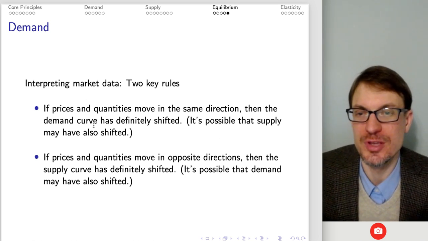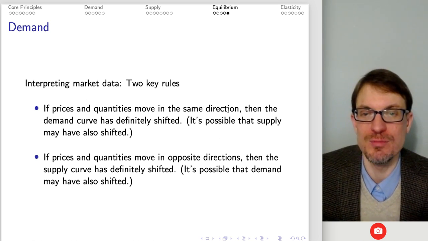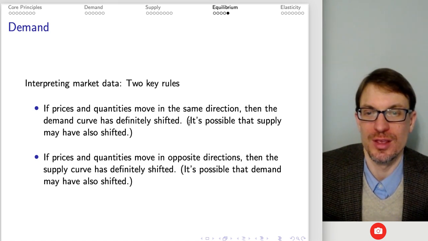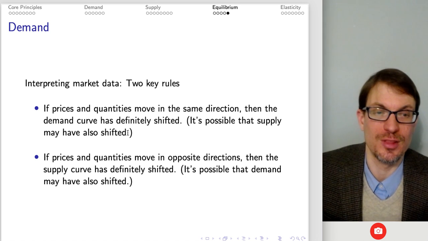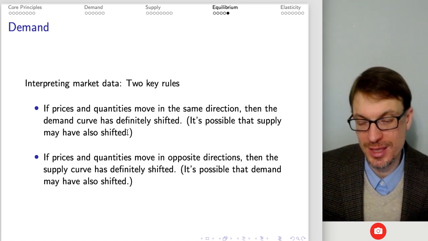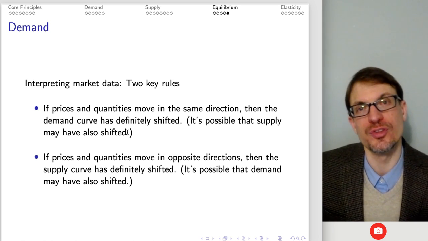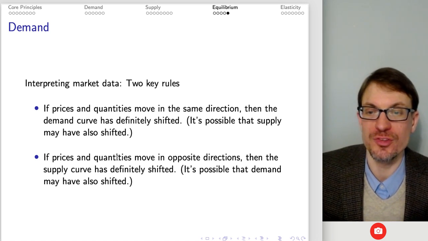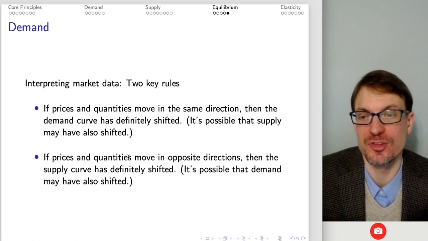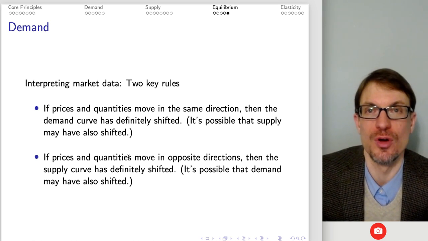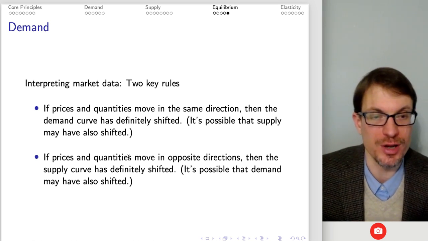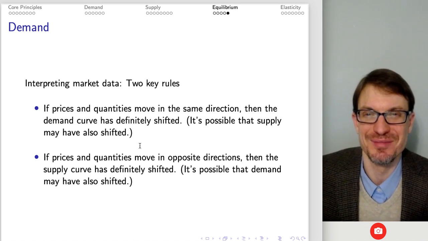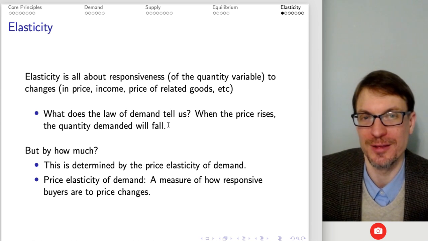Okay, so here are two key rules. If price and quantity move in the same direction, then the demand curve has definitely shifted. It's possible supply has also shifted. This is why I said regardless of what happened to supply, if price and quantity both fall, we know this is a leftward shift of demand, like consumers losing interest in that good. If price and quantity move in opposite directions, then the supply curve definitely shifted. So if the price falls and quantity rises, this is like flooding the market. It's possible something else happened to demand, but we know the predominant effect was supply.